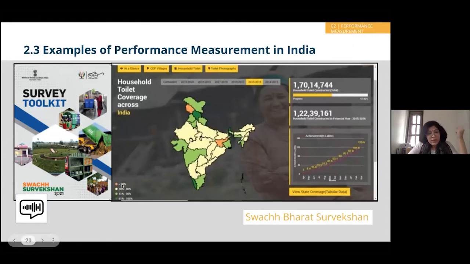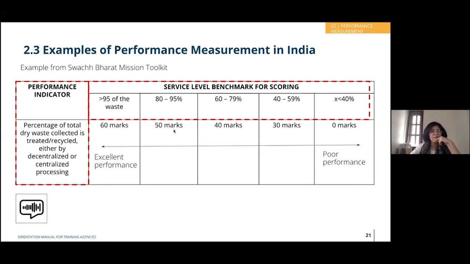Swachhata Survekshan, led by the ministry under Swachh Bharat Mission, had a set of indicators and a set of benchmarks against which cities had to fill information and compare their performance, right? So what is the household level toilet coverage? How much waste is being recycled? How much waste is being put in landfills, etc.? So all of those become examples of a performance measurement framework.